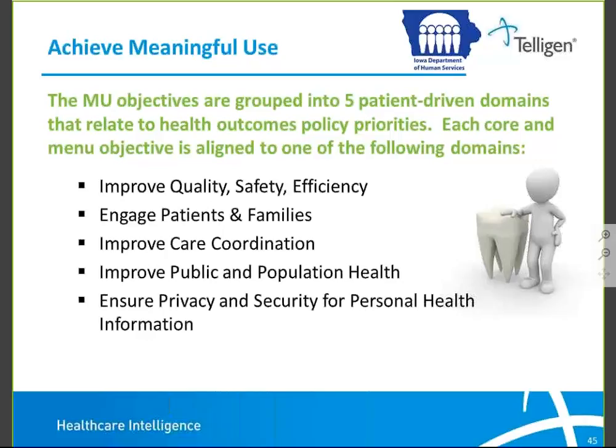The MU objectives are grouped into 5 patient-driven domains that relate to health outcomes and policy priorities. Each core and menu objective is aligned to one of the following domains. So these 5 domains are what CMS set forth in terms of the backbone for meaningful use: improve quality, safety, and efficiency; engage patients and families; improve care coordination; improve public and population health; and ensure privacy and security for personal health information.